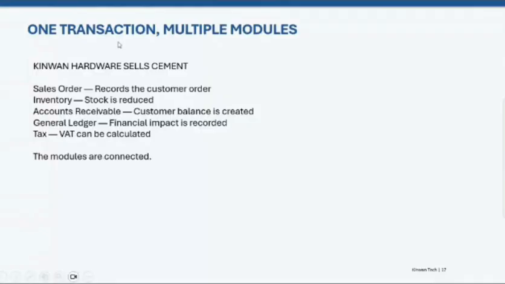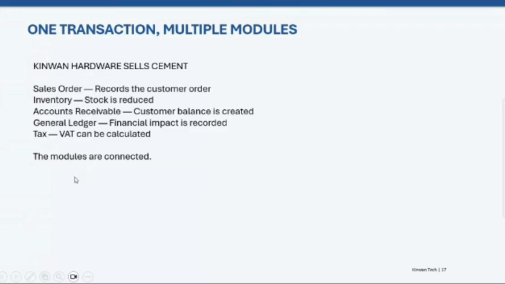So we can assume that Kin 1 Hardware sells cement. We have a sales order, which records the customer order. We have the inventory, where the stock will automatically be reduced. We have the accounts receivable, where the customer balance is created. We have the general ledger, where the financial impact is recorded, and we have the tax, where VAT is calculated.